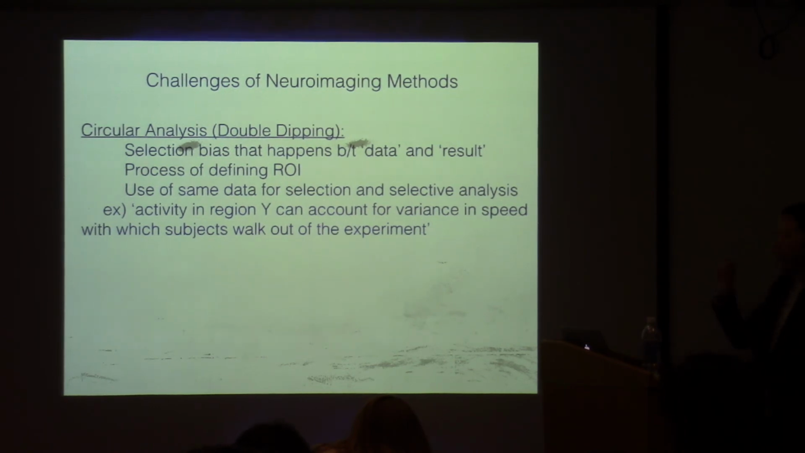If you write the hypothesis just right, you can pretty much make any statement true. This is an absurd statement that one of the researchers admittedly said he just made up, and he was able to use random fMRI data to prove this statement: the activity in region Y can account for the variance in speed with which subjects walk out of the experiment.